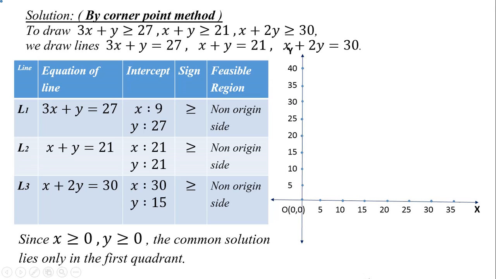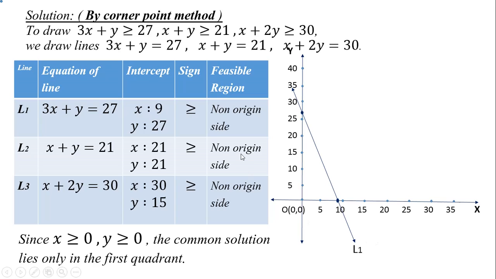Okay. Now we draw the first line. Here the x-intercept is 9, so we get this point (9, 0). The y-intercept is 27, so on the y-axis we get this point (0, 27) here. Okay. Now we draw this line L1.